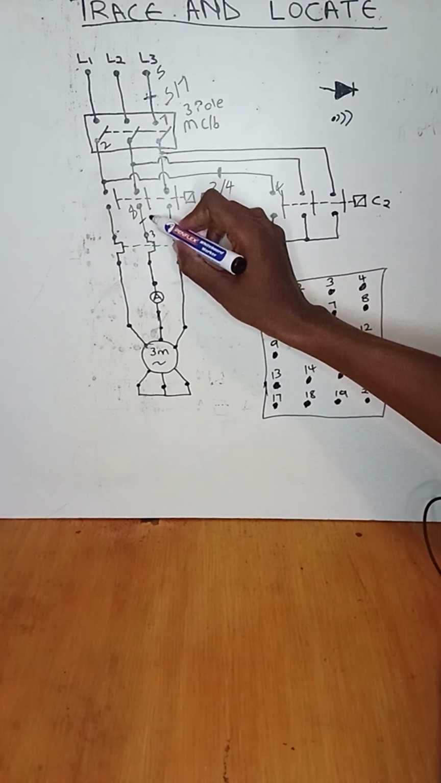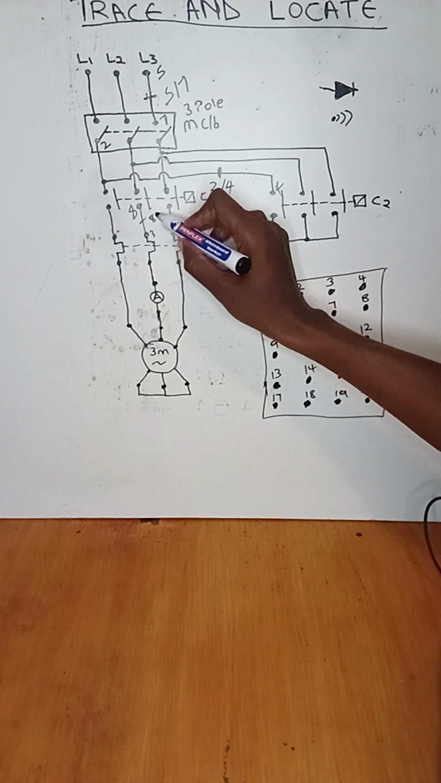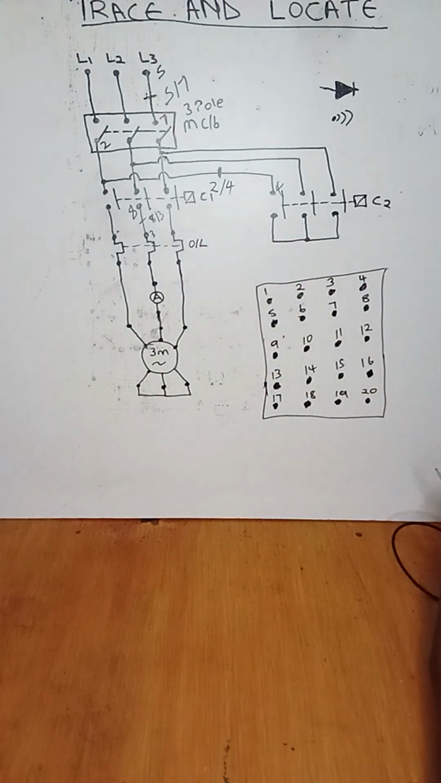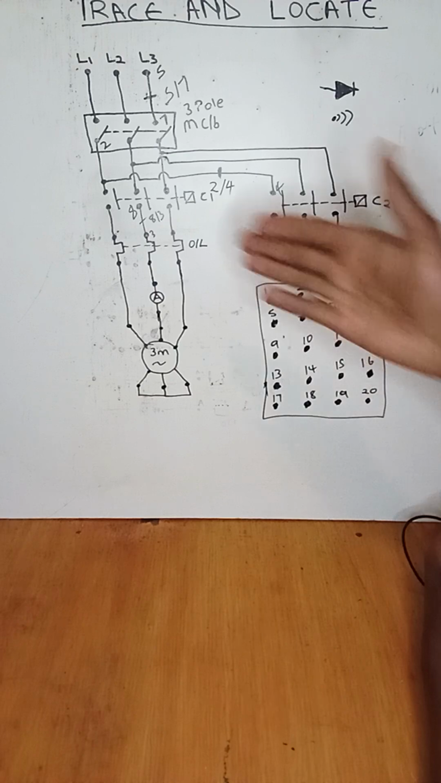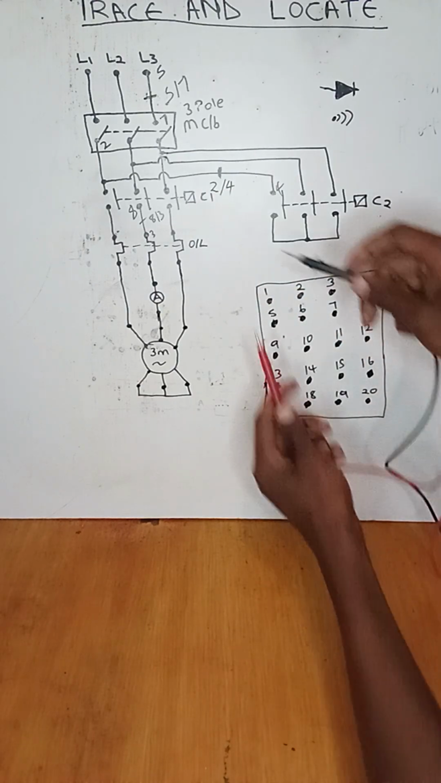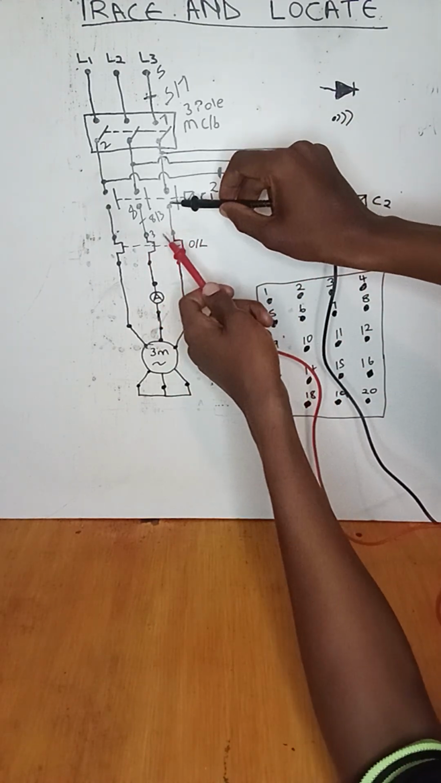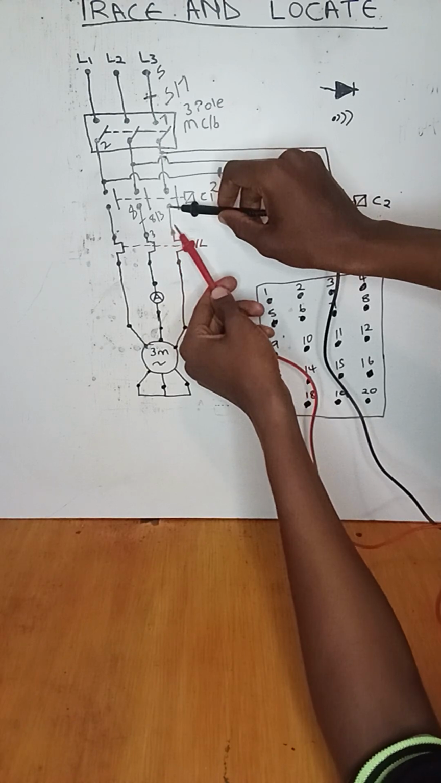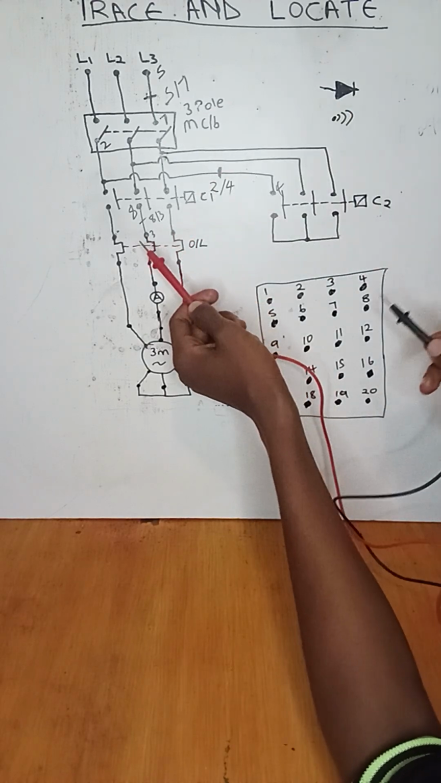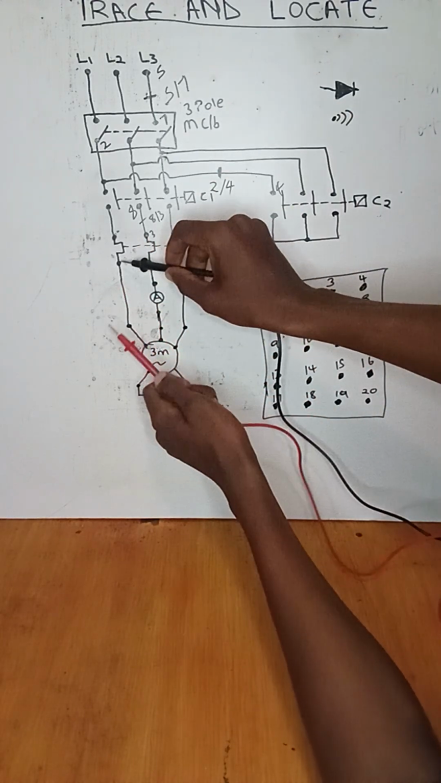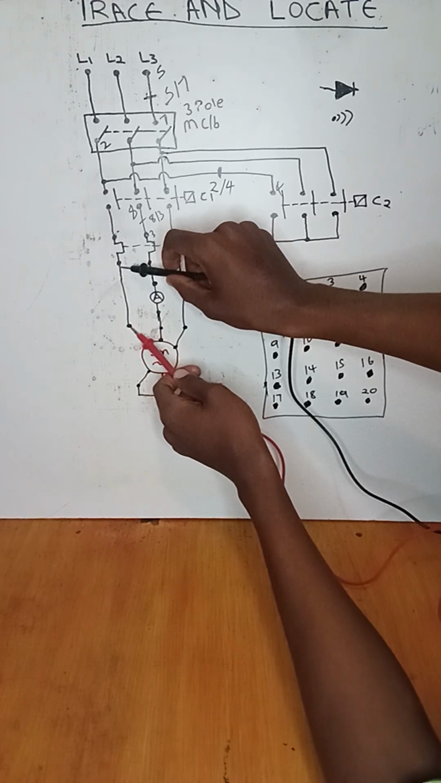This is our fault, and it's from point number 8 to point number 3. So that is our third fault. We continue with our testing. A test from here to here, it beeps, right? Continue from there. Just here and here, it beeps.